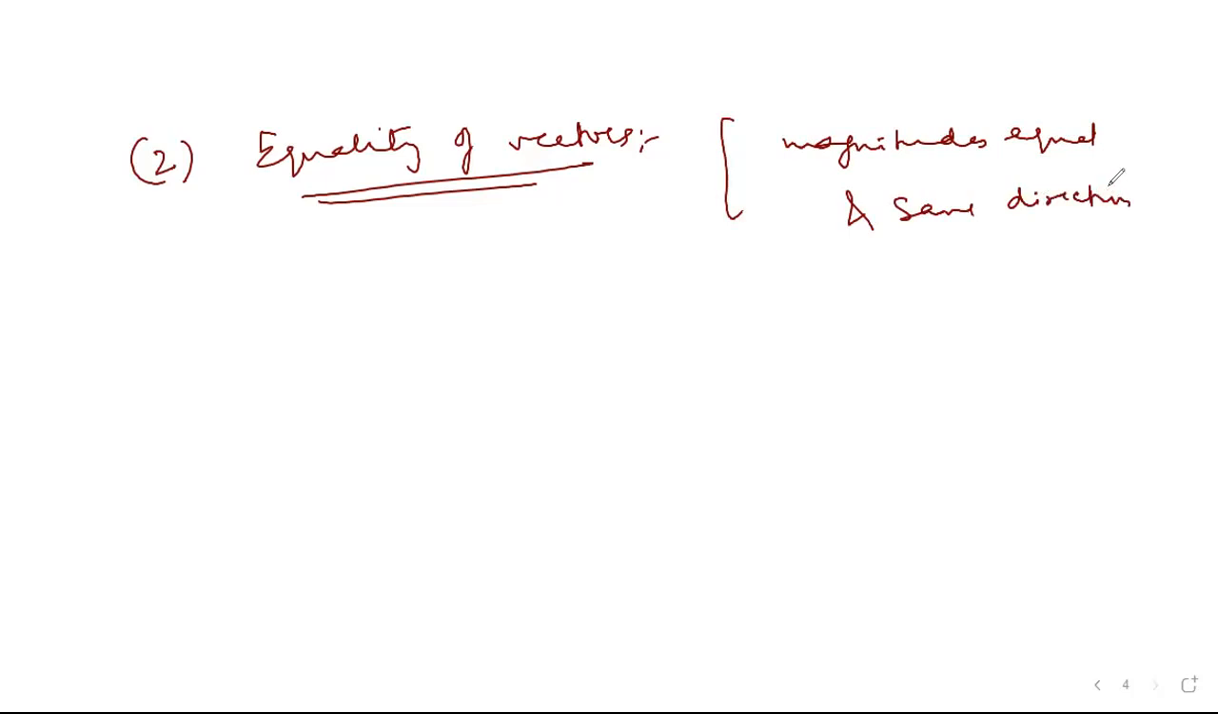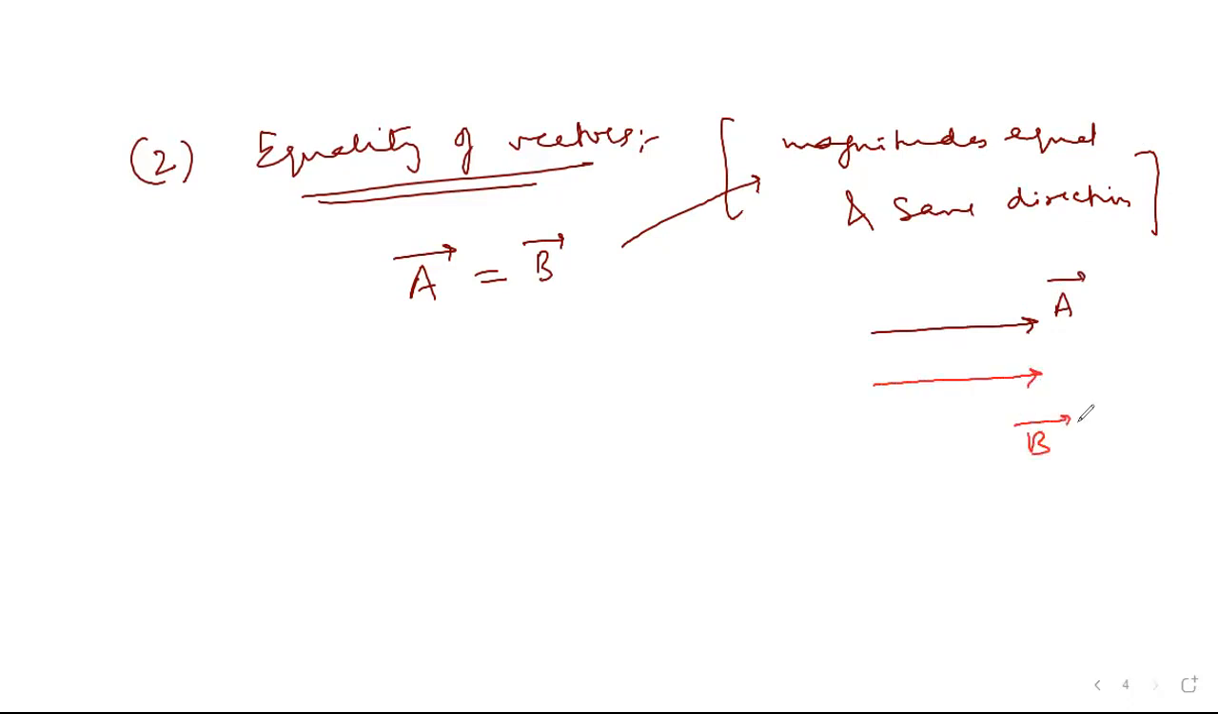So when two vectors have same direction and they have same magnitude, they are said to be equal vectors. So vector A is equal to vector B when their magnitude is same and they are similarly directed. That means if this arrow represents vector A, and if this, let me use another color, this represents vector B, they are equal vectors because their length is same and they are similarly oriented. This is the idea of equality.